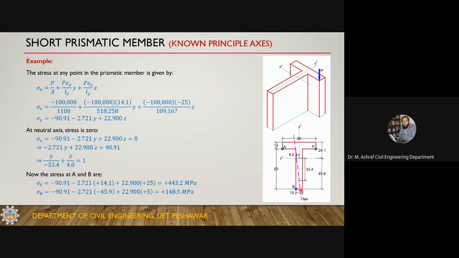and the coordinates of B are minus 45.9 for Y and plus 5 for Z, plus 5 because this is on the plus Z side. Okay, so if you plug in the values, you will get plus 48.5 MPa. Tensile stresses at both A and B.